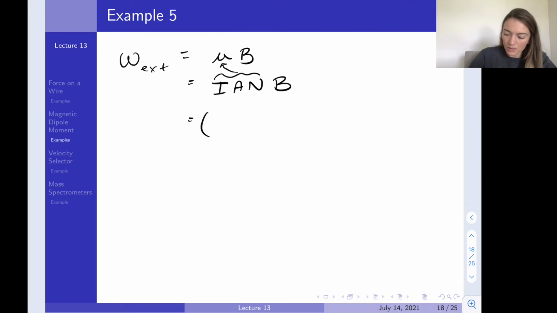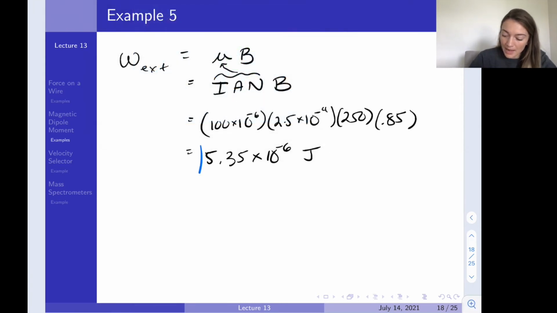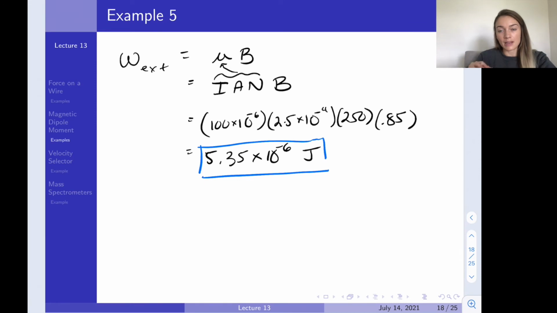So we can plug in all of our numbers here. The current was 100 times 10 to the negative 6 amps. The area was 2.52 times 10 to the negative 4 meters squared. The number of turns was 250, and the magnetic field was 0.85 Tesla. So this all comes out to 5.35 times 10 to the negative 6 joules. That's how much work an external force would have to do to move that coil with that magnetic moment and make it perpendicular to the magnetic field.